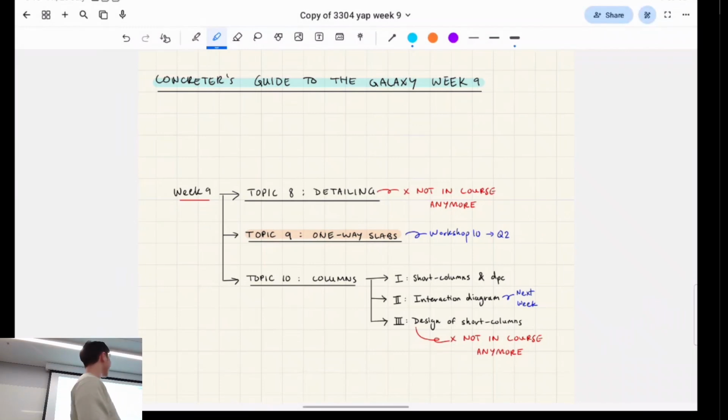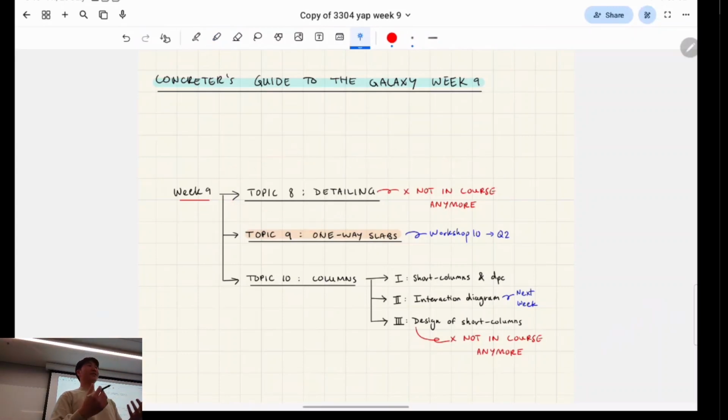So we have Concrete is Guided Galaxy Week 9. And this one, I'm going to cover one-way slabs, which I think Taewon will cover, but very briefly. The reason I'm going to spend an entire week on it is that it's going to reconsolidate a bunch of various other topics, right? But just in terms of what the topics are listed as, like in the middle, right?